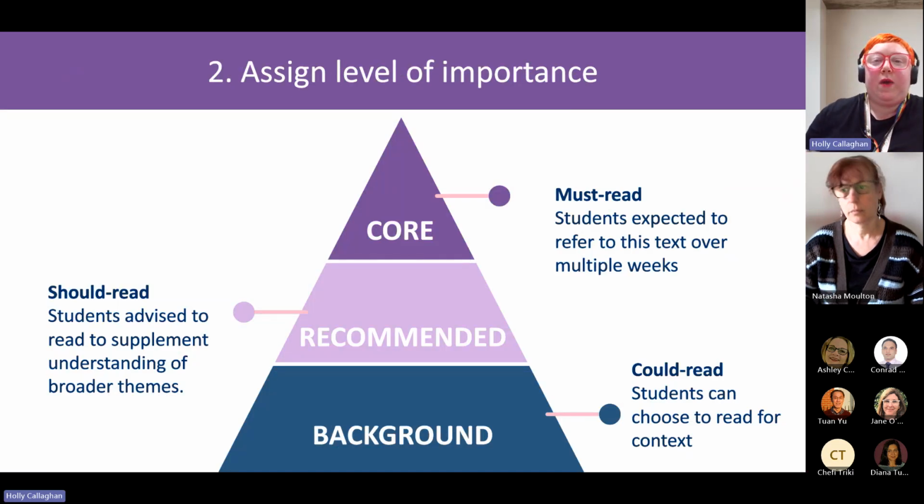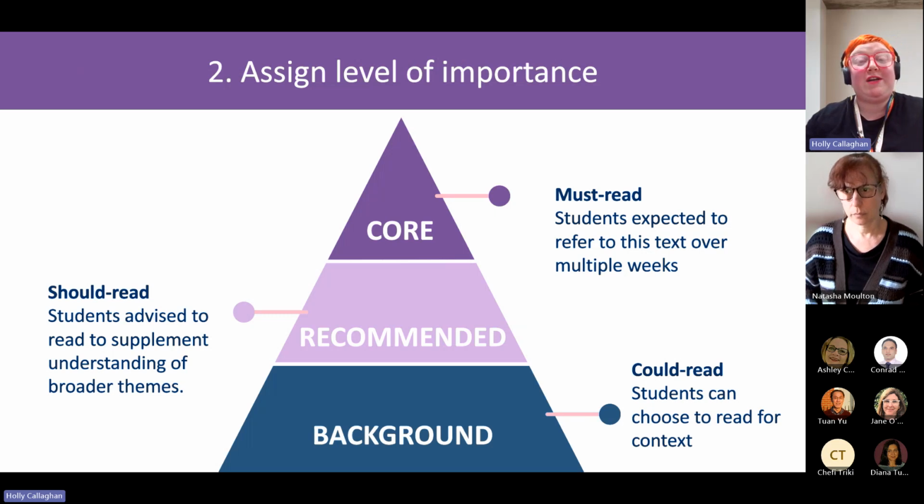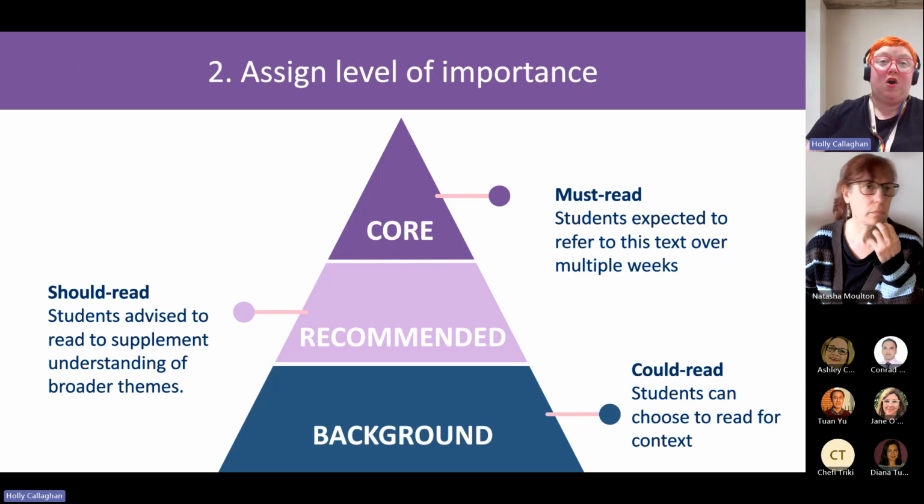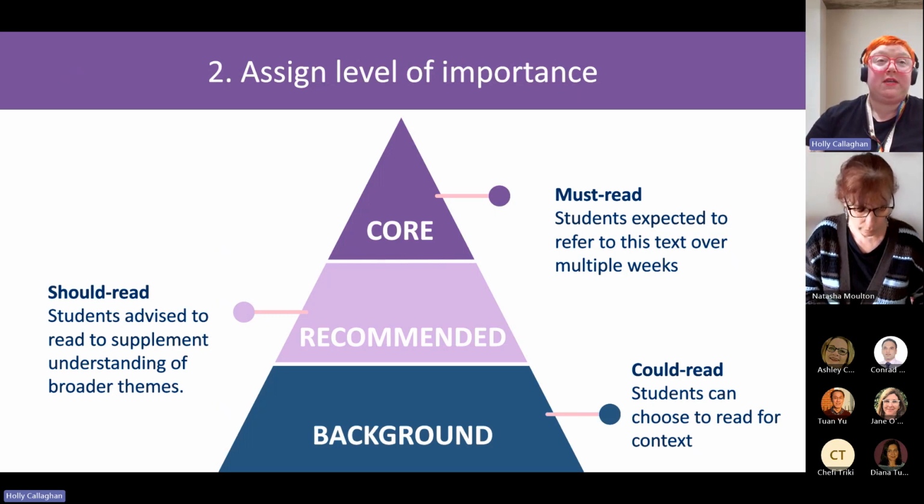The other thing we can help you with and show you today is how to assign level of importance when you're creating your reading list. So when you're adding titles to your reading list, or whether you're importing existing lists, what you'll need to do is make sure that you're happy with the level of importance that's been set on your reading list. And there's 3 options to choose from. There's core, recommended and background.